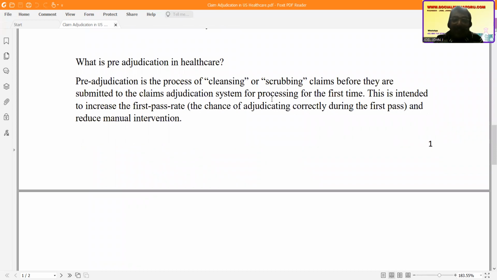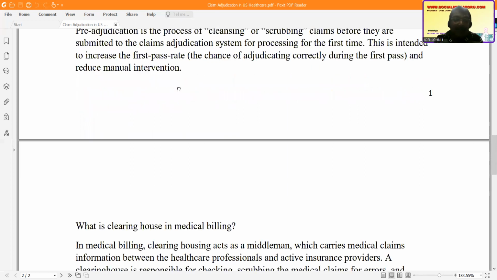Okay. What is pre-adjudication in healthcare? Pre-adjudication is a process of cleansing or scrubbing claims before they are submitted to the claims adjudication system for processing for the first time. This is intended to increase the first pass rate, the chance of adjudicating correctly during the first pass, and reduce manual intervention.